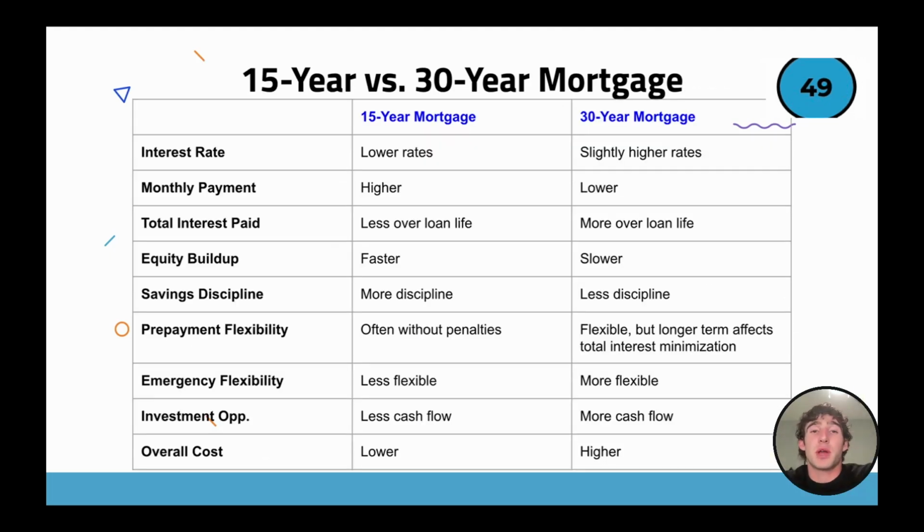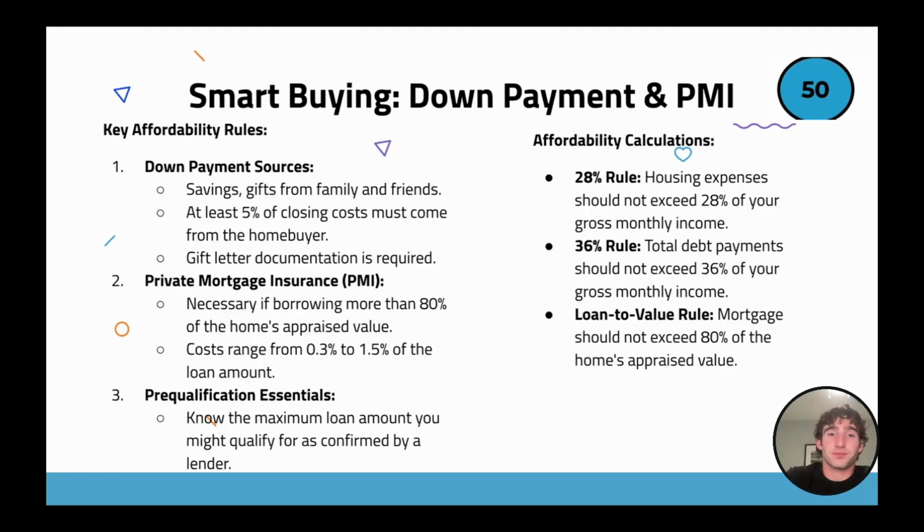So here is a comparison of a 15 versus 30-year mortgage. Generally, 15-year mortgages offer less interest over time, but higher monthly payments, which leads to quicker equity buildup and requires more saving discipline. Next, we have a 30-year mortgage, and in comparison, they generally offer lower monthly payments, but it increases the total interest paid over the entire length of the mortgage, which also offers more cash flow flexibility.